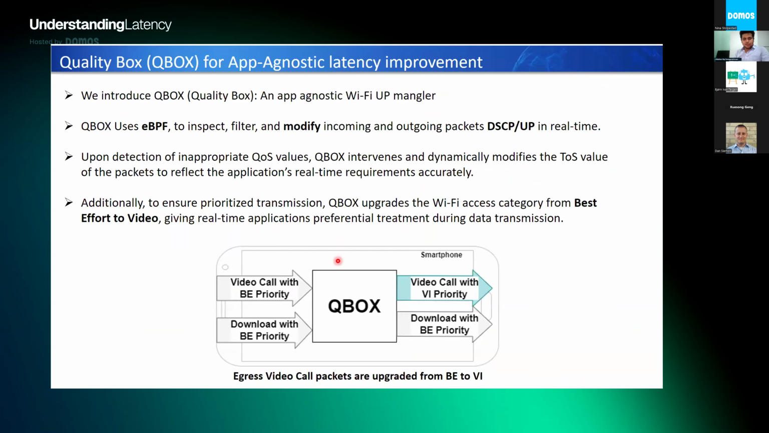So as I was suggesting, we have this Q box, which is in all the Samsung devices. The aim is, whenever we know there's a video call going on, or a real-time mobile game you're playing, for example PUBG Mobile, and it's best effort, can you upgrade it to video? Or let's say some other app is trying to misuse the video or voice priority. Can you downgrade it to best effort? So appropriately matching the priorities is what we aim for.